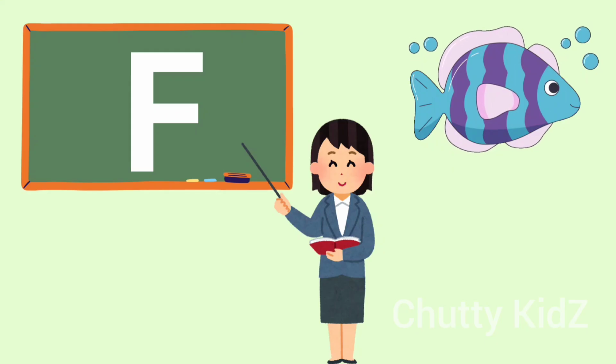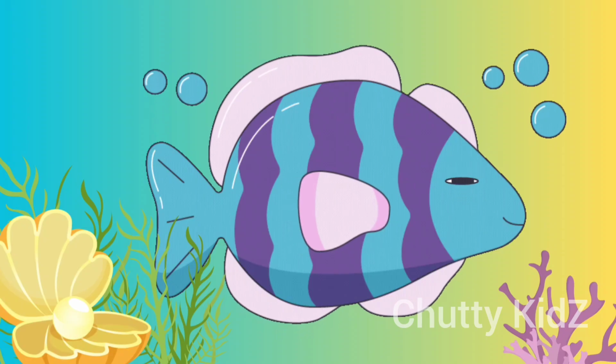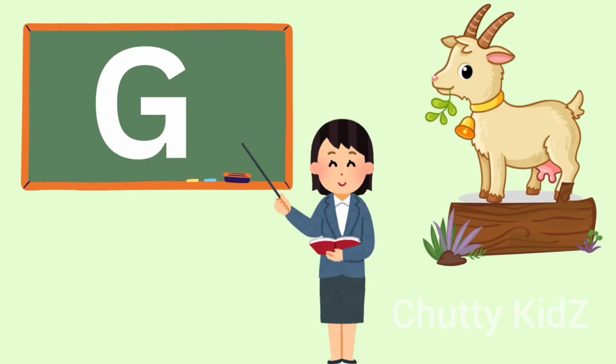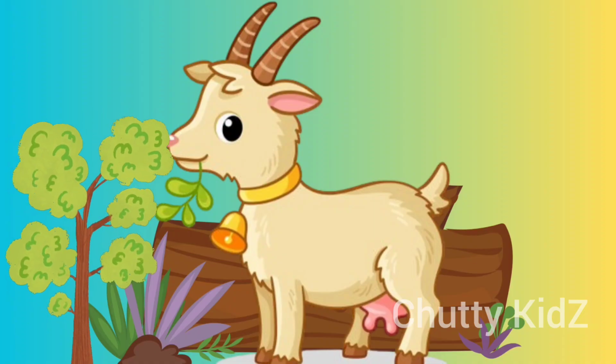F. F for fish. F. F for fish. G. G for goat. G. G for goat.